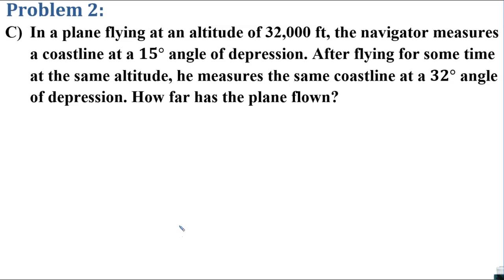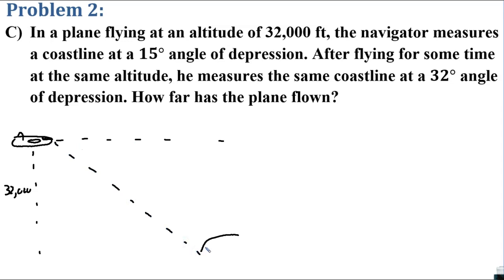So it says, in a plane flying at an altitude of 32,000 feet, the navigator measures a coastline at a 15-degree angle of depression. Okay, let's draw this up. So let's say I have an airplane. That's at an altitude of 32,000 feet. And we measure an angle of depression to a coastline of 15 degrees.